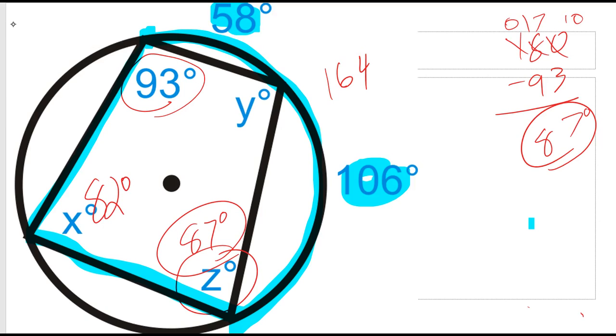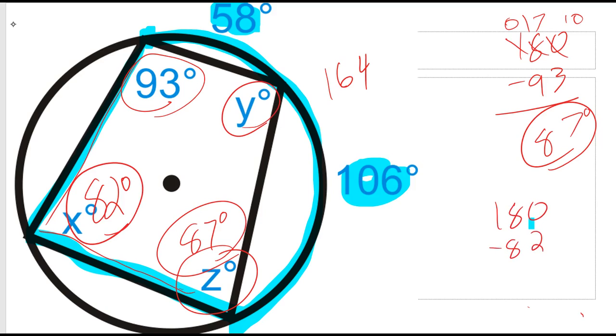So you see all I did was add 58 and 106 because that's the blue. And if I follow my lines right here, it takes me right to X. So half of 164 is 82. Now I'm allowed to take cyclic quadrilaterals and find those two. 180 minus 82.